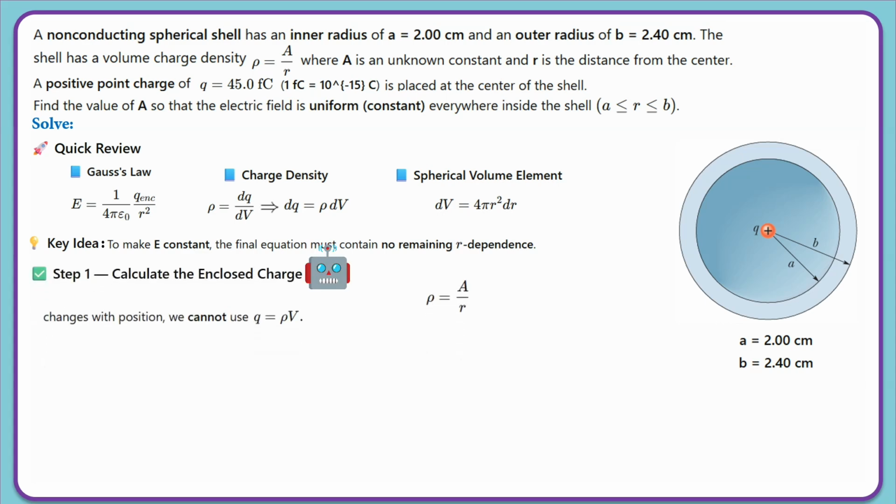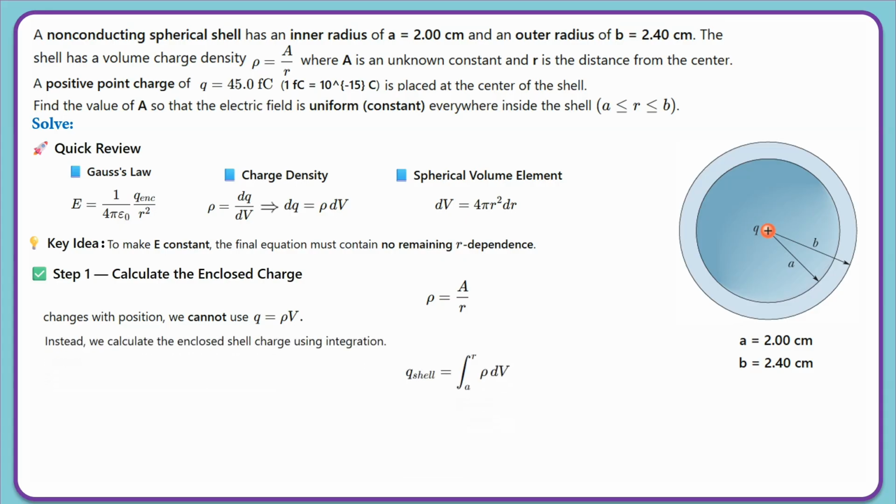Calculate the enclosed charge. This problem is slightly different from the previous one. In the previous example, the charge density was constant, so we simply used Q equals rho times V. However, in this problem, the charge density is A divided by R, which changes with the distance from the center. Because the charge density is variable, we must use integration to calculate the enclosed charge.